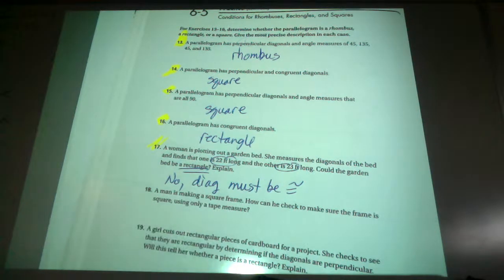Last one. A man is making a square frame. How can you check to make sure the frame is square using only a tape measure? Well, all sides are equal. We're going to get you to a rhombus. Oh, we can't check angles with a tape measure. All of the diagonals. The diagonals are congruent. I can't check perpendicularness, if that's a word, with a tape measure.